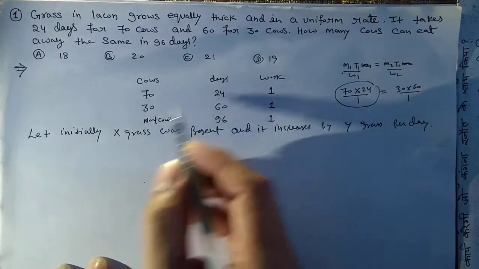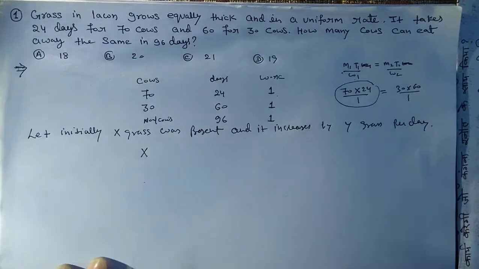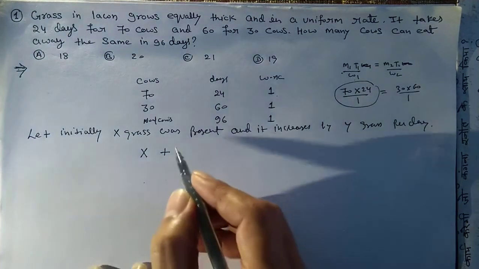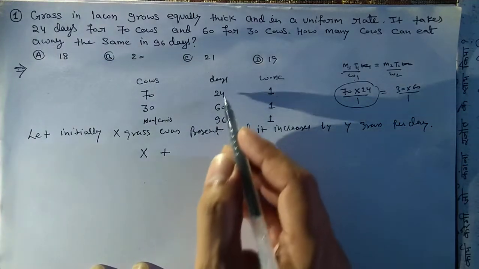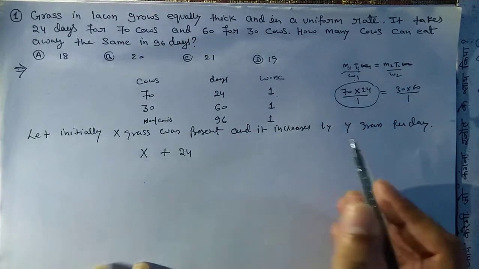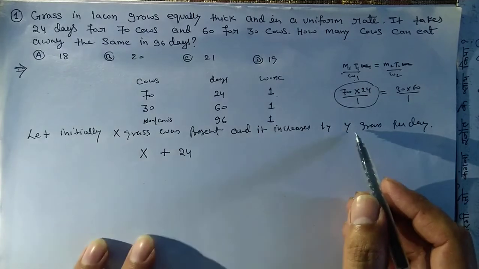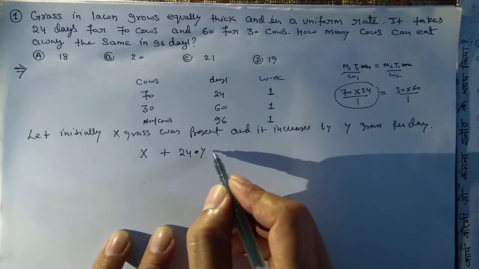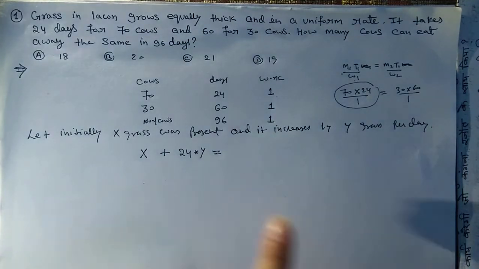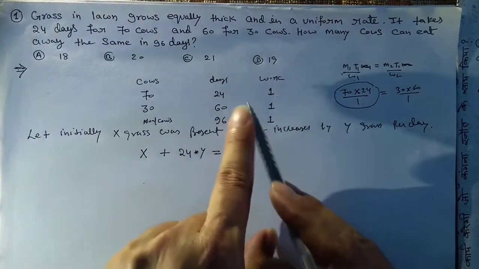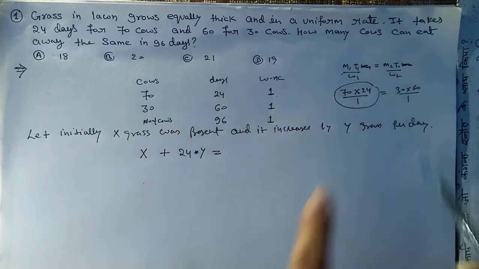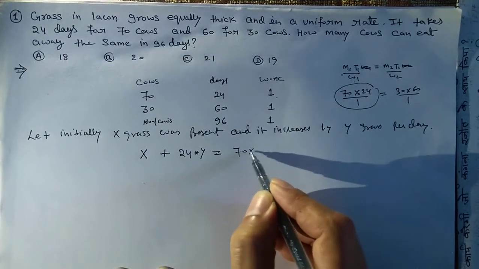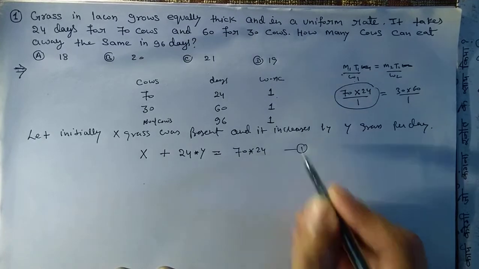Initially there was X grass, then per day the grass is increasing by Y. So in 24 days the grass will increase 24 into Y, and that will be equal to the total field, 70 into 24. This is equation number 1.